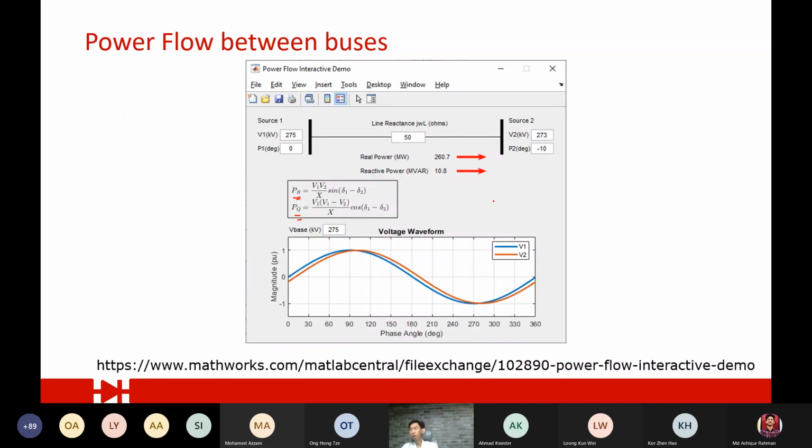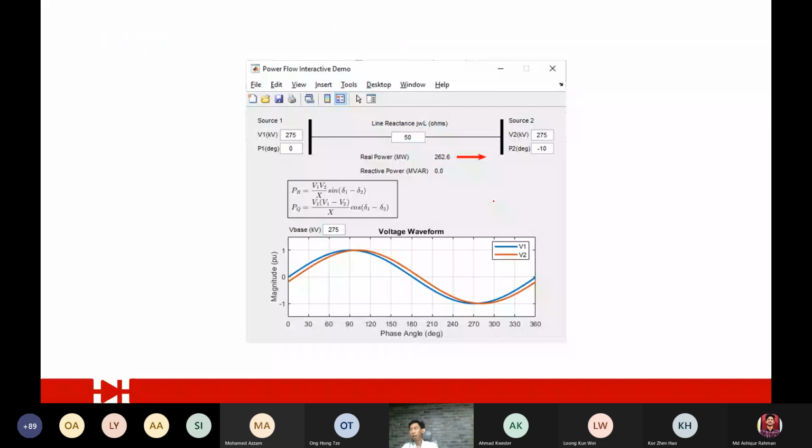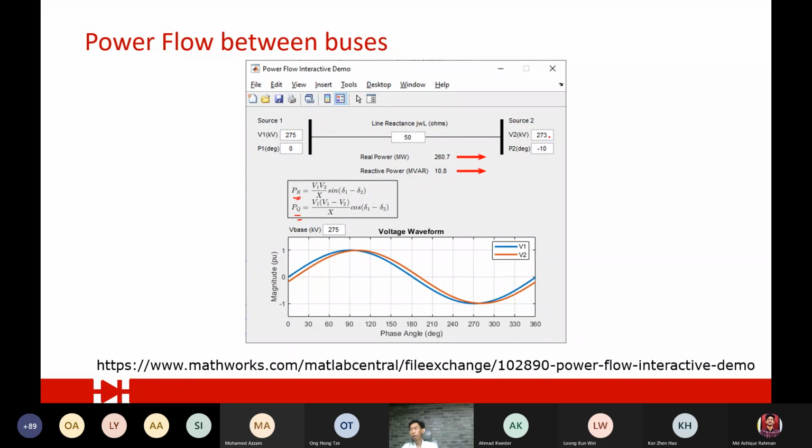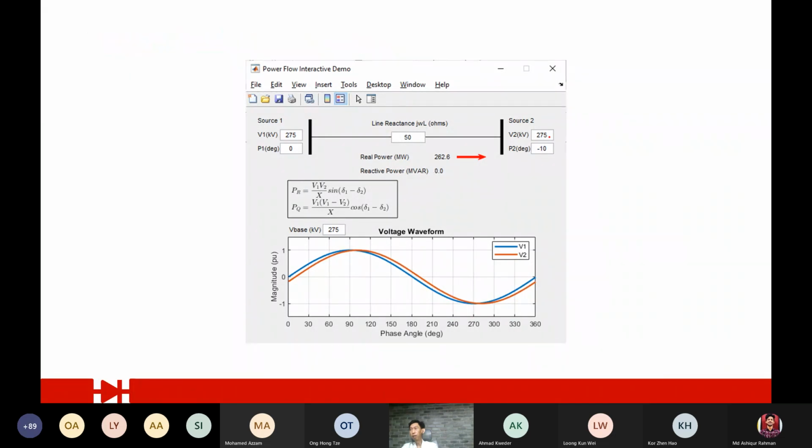Then if my voltage increases, you see this one is 273, and if I put 273 on both sides, same. What happens is that I can cancel the reactive power and only transmit real power, just by adjusting the magnitude of source 2. The equations are the same.